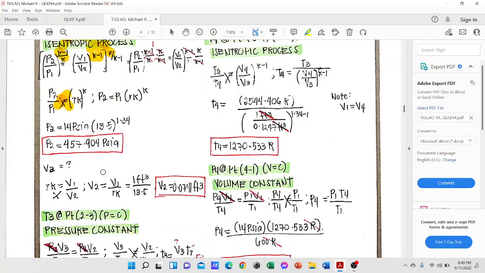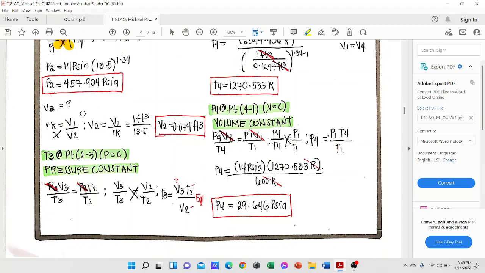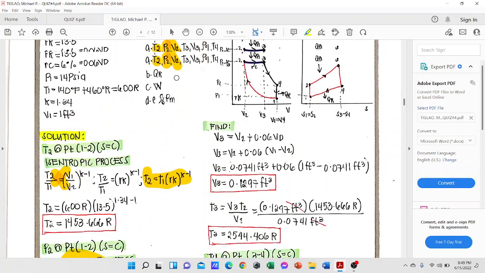Volume 2 naman yung hahanapin natin. Sa volume 2, di ba meron tayong formula na RK is equals to V1 all over V2. Since meron naman tayo na RK na value, meron tayong volume 1, makukuha natin yung value ni volume 2. So, i-cross multiply ko lang yung formula, makukuha natin yung final formula na V2 is equals to V1 all over RK. Yung V1 natin is 1 cubic feet. Yung RK natin is 13.5. Therefore, yung volume 2 natin is 0.0741 cubic feet. Nakuha na natin ito, volume 2.